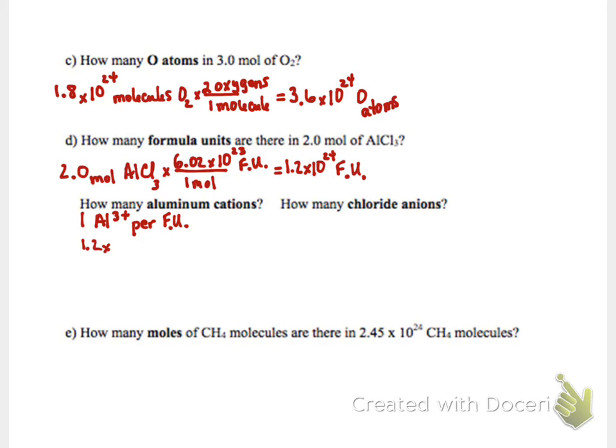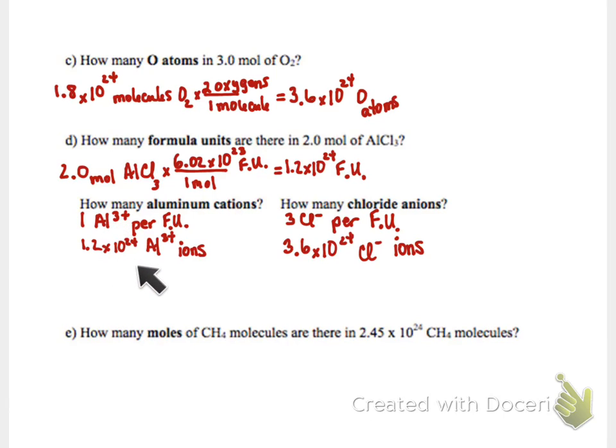How many aluminums would that have? Every formula unit has 1 aluminum, so it's going to be the same number. How many chloride ions would that have? Each formula unit has 3 chlorides. Now notice that we're looking at the formula here, AlCl3, because of the 3. It's going to be 3.6 times 10 to the 24th chloride ions.